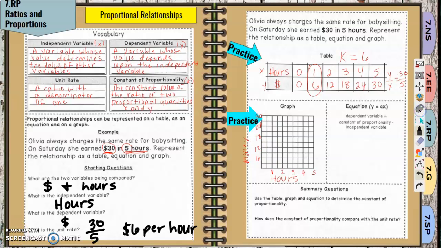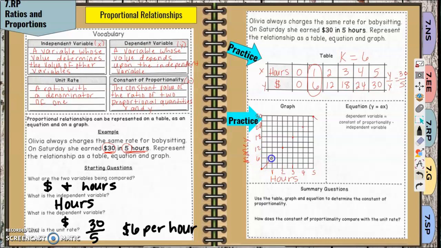So we graph this from the table that we just created. At 0 hours, she earns $0. For 1 hour, she earns $6. For 2 hours, she earns $12. For 3 hours, she earns $18. For 4 hours, she earns $24. And for 5 hours, she earns $30.